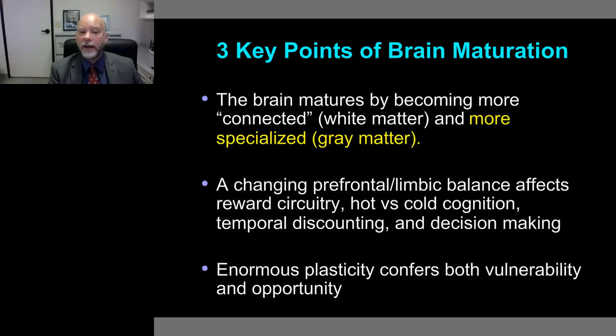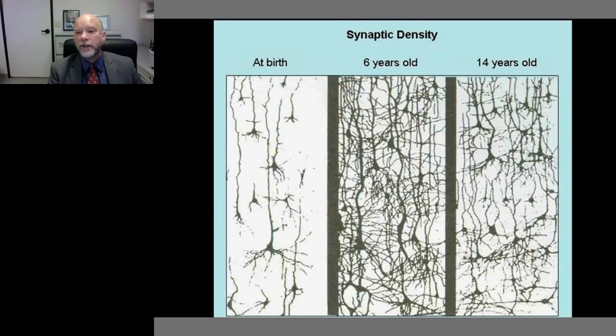The other way that the brain matures is by becoming more specialized. And so these are both gardening metaphors.